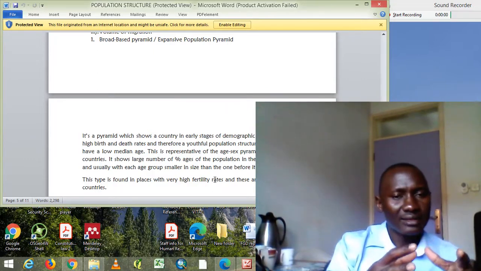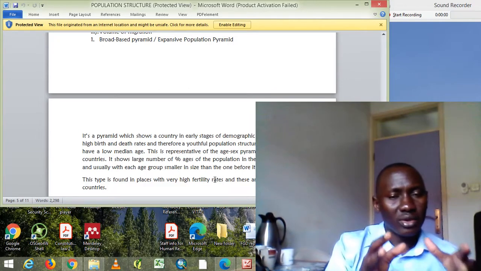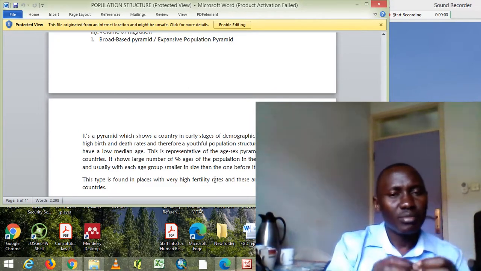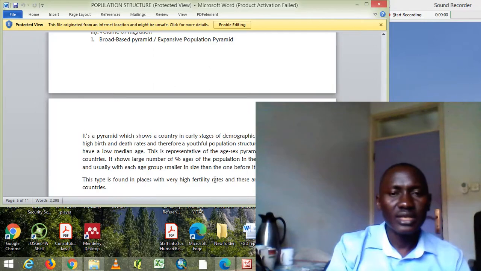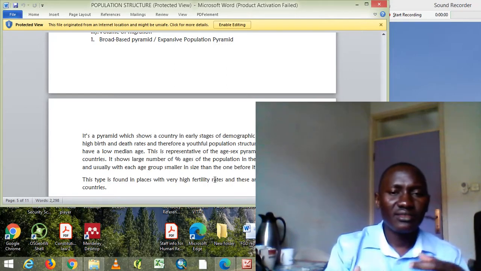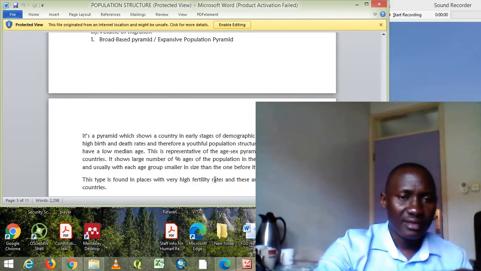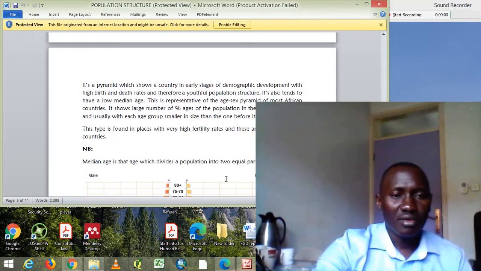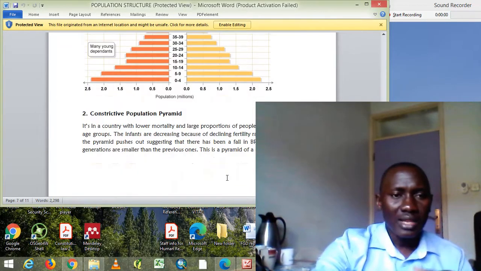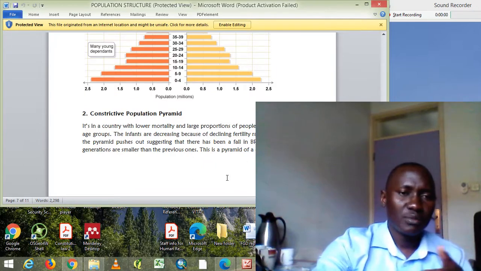So you realize that when you have a broad-based pyramid, it implies that the population of that specific nation is a youthful population. And it also tends to have a low median age. It's representative of the age-sex structure for most of the African countries, because they are still in this stage of early demographic development. Then the second one, we have the constrictive population pyramid.